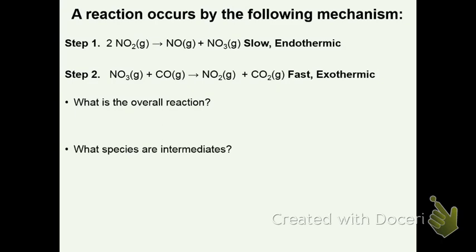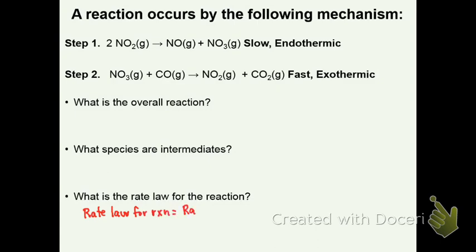So in this mechanism, we have one intermediate species. It's going to be the nitrogen trioxide because it's formed in the first step and then consumed in the second. So that means that the rate law for the reaction is going to be the same as the rate law for the first step. So the rate for step 1 will be equal to k1 times the concentration of NO2 squared.